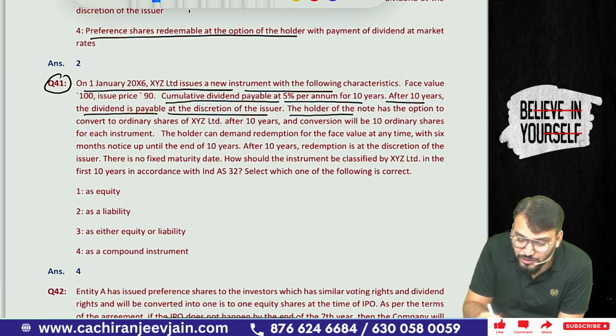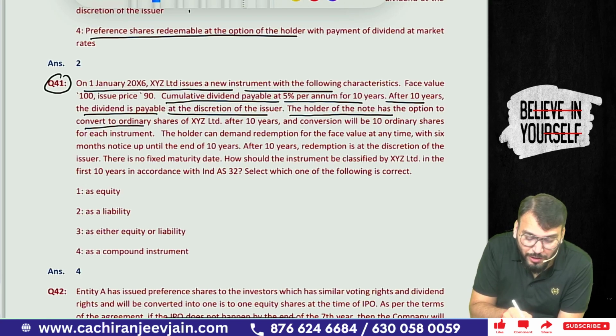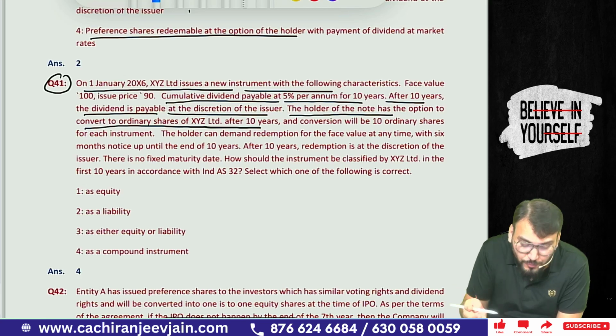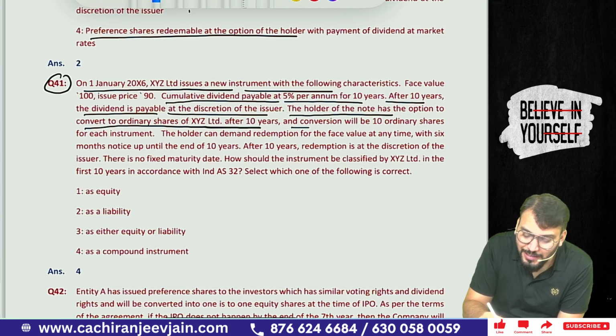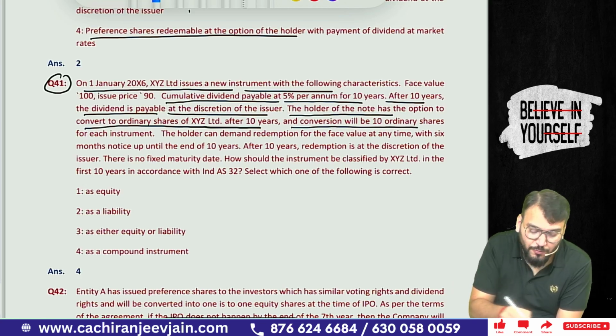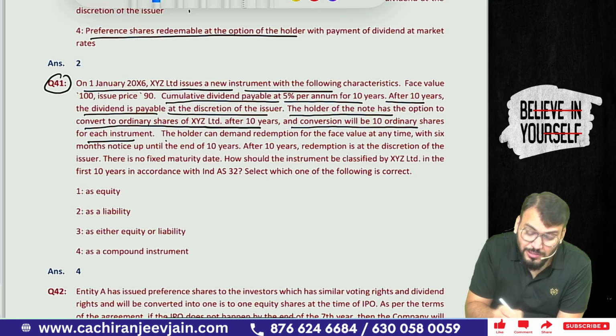The holder of this note has an option to convert into ordinary shares of XYZ Limited after 10 years. So the holder has an option to convert into ordinary shares, and the conversion will be 10 ordinary shares for each instrument. So that has an option. Because of the option, it will be classified as a financial liability, but the option has been given.